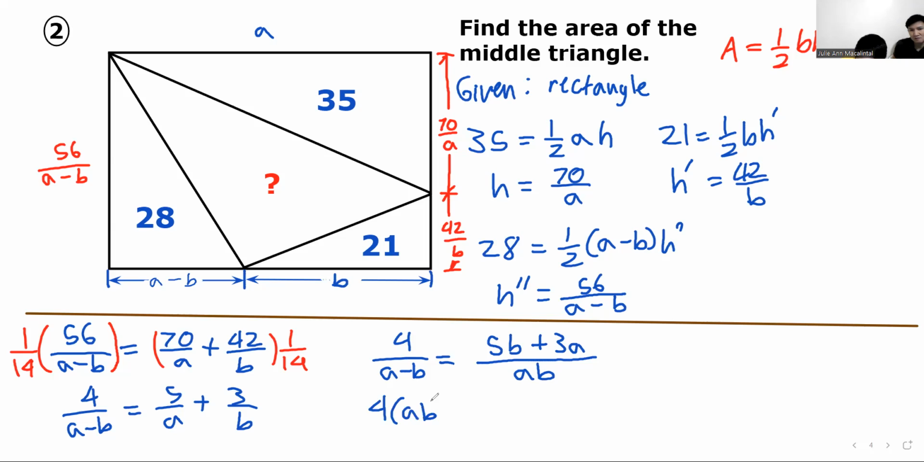4 times ab will be equal to 5b plus 3a times a minus b. I'll just put one last equation here. It will still fit. So 4ab is equal to this one. So we will just expand. Foil here. 4ab is equal to first 5ab.